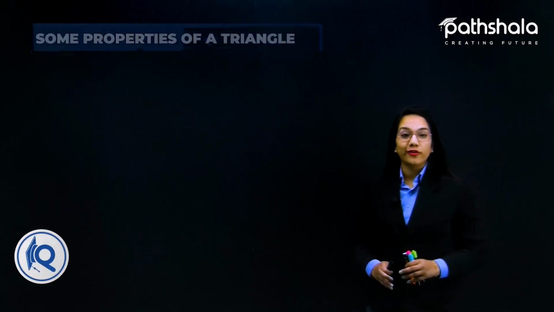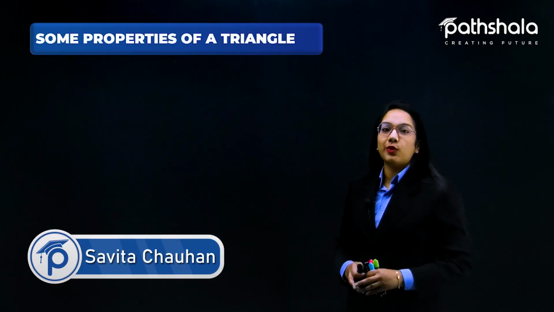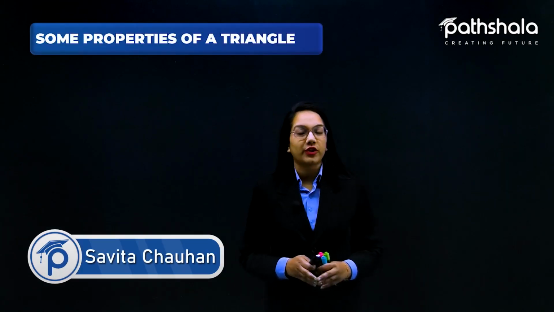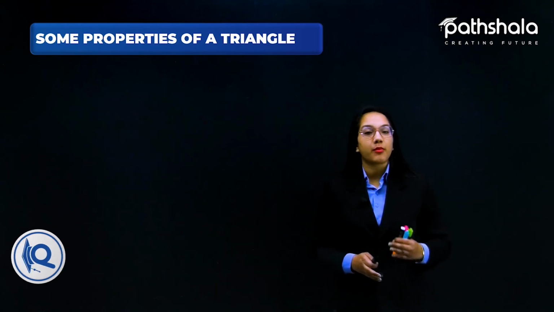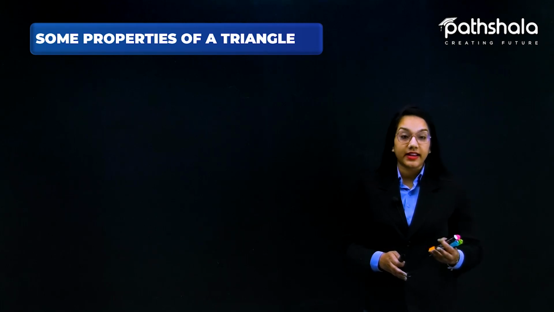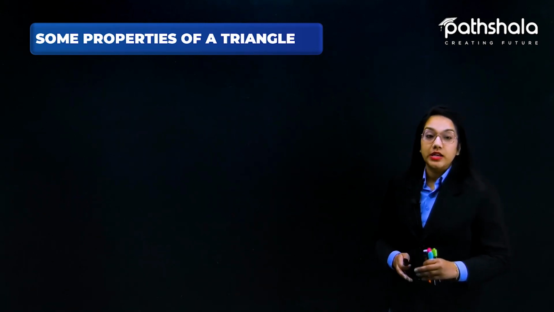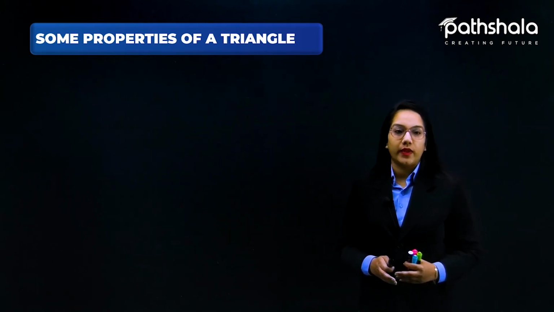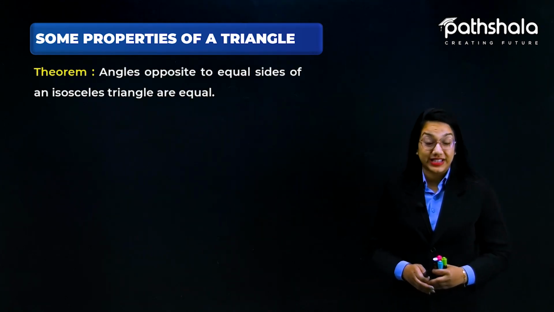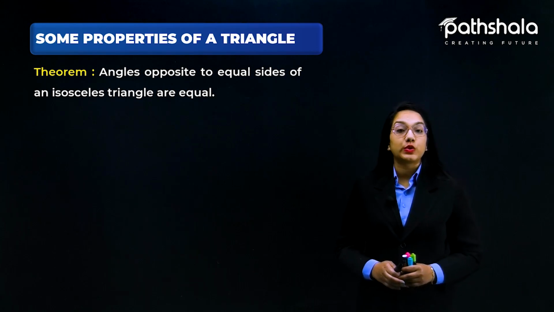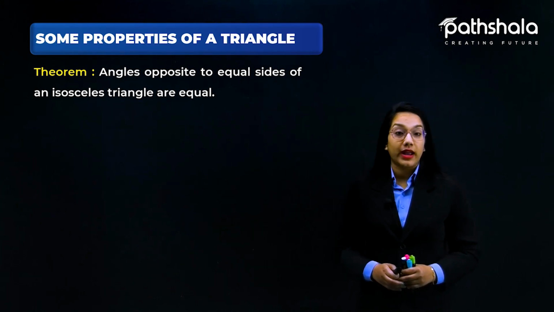Now let's move on to a new topic, which is some properties of a triangle. In this topic, we will discuss some other important criteria of congruence as well. Let us start with the very first theorem related to the properties of a triangle, which says that the angles opposite to the equal sides of an isosceles triangle are equal.